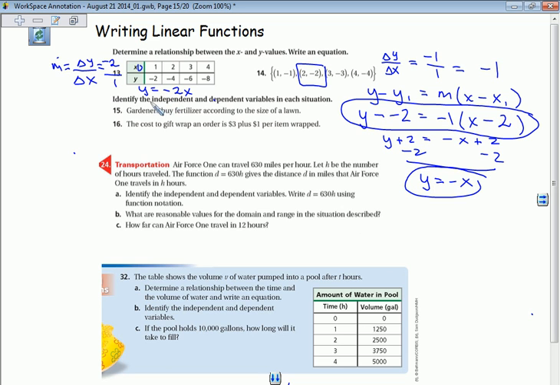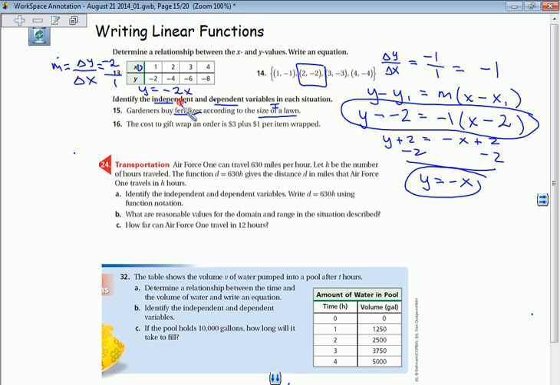Number 15. This is where we're identifying the independent and the dependent variables. And that's important for us because that helps us figure out which one's our domain and which one's our range. Now, the way I always ask myself this question as I go, okay, what depends on what? So I read it. Gardeners buy fertilizer according to the size of the lawn. The amount of fertilizer depends on the size of the lawn. So the fertilizer is the dependent variable. The size of the lawn is the independent. So this is our dependent. Size of lawn is our independent.